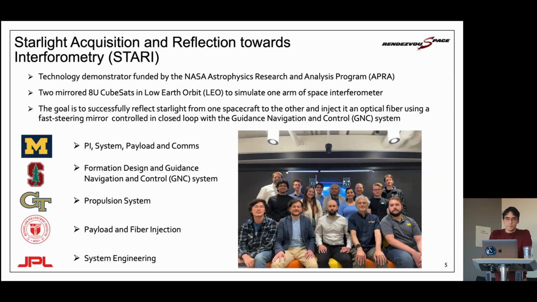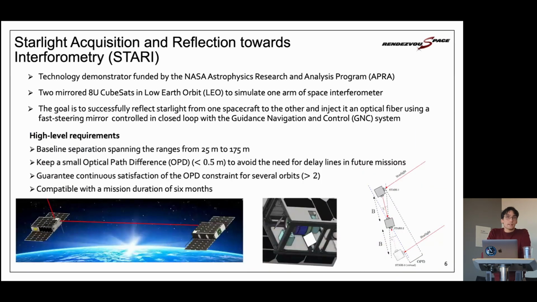This project is led by the University of Michigan, in the role of PI. Stanford is responsible for formation design and GNC, guidance, navigation and control system design. Georgia Tech for the propulsion system, RPI for payload and fiber injection, and JPL for the systems engineering part. The main requirements are highlighted here.